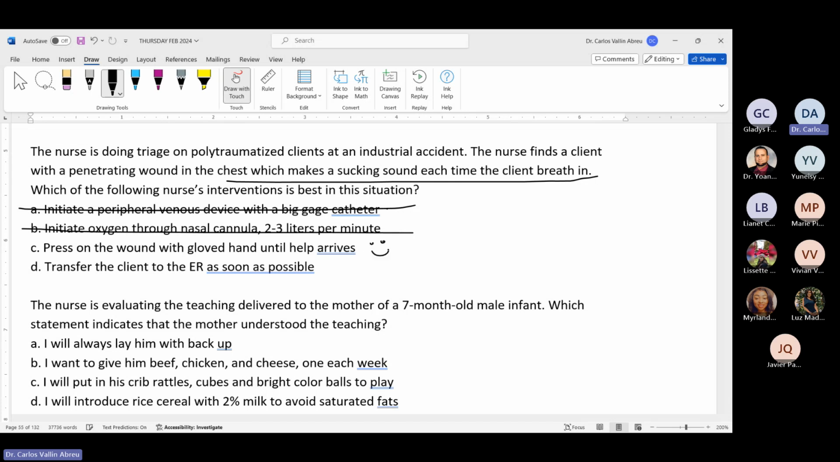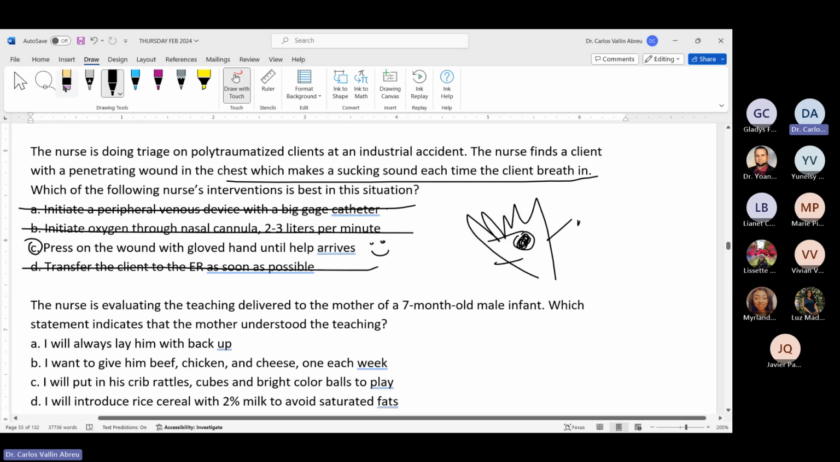It sounds good. Why? Because you are placing your hand over the hole through which the air is entering, covering the wound and preventing the air from entering anymore. And the last, transfer the client to the ER as soon as possible, is correct, but it is not what you can do in this moment. You cannot wait for the ambulance to arrive and the client to be transported to prevent that. So you need to close this hole to prevent more air from entering. So this is the best answer to this question.